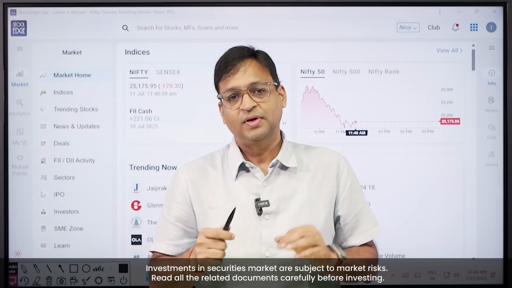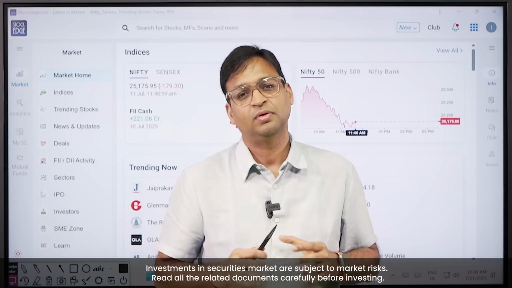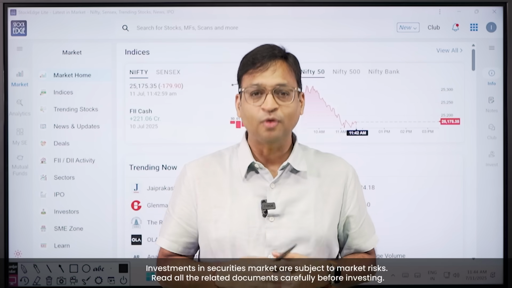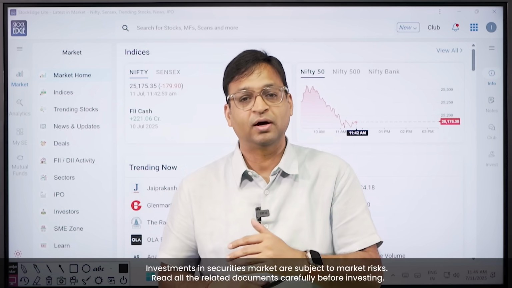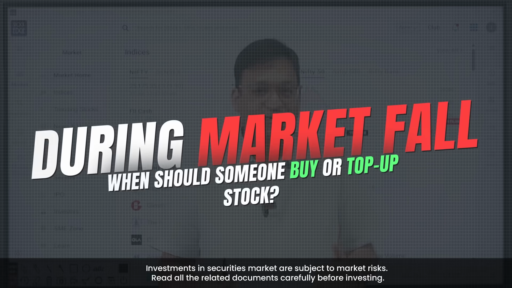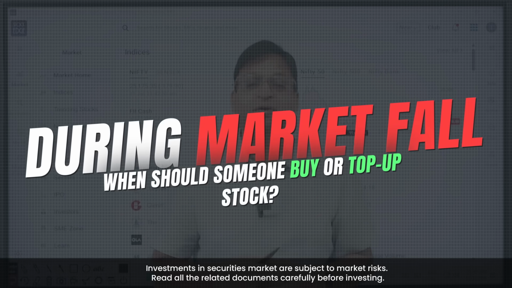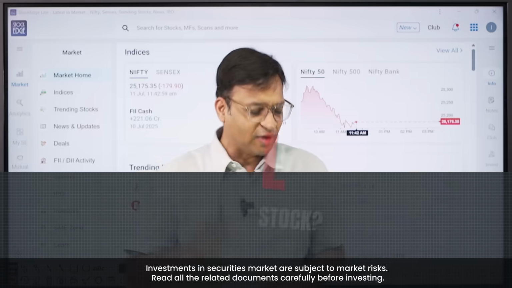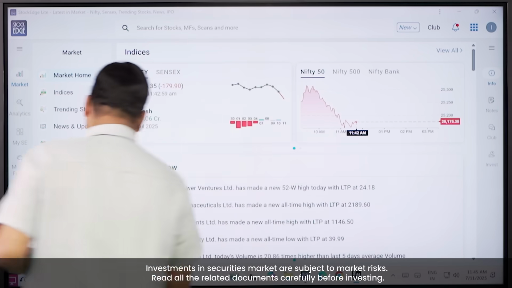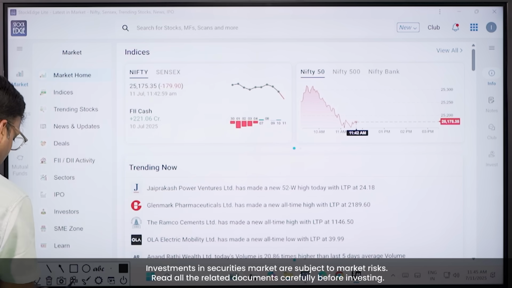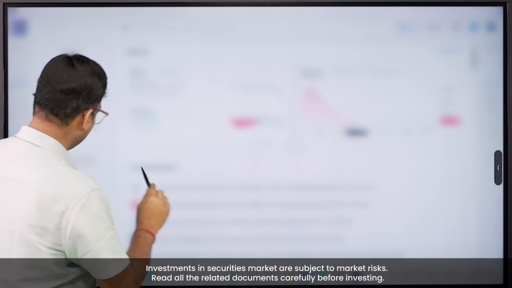The topic is, if I am owning the stocks and the market is going down, what do I do in this situation? Or for that matter, if I have cash in hand and if the market is going down, when do I buy a stock? Or when do I top up a stock, if at all I'm interested in topping up the stock? Very, very important concept. Let me just explain it to you through a graph and then we discuss how we solve this problem. So this is a typical stock chart.